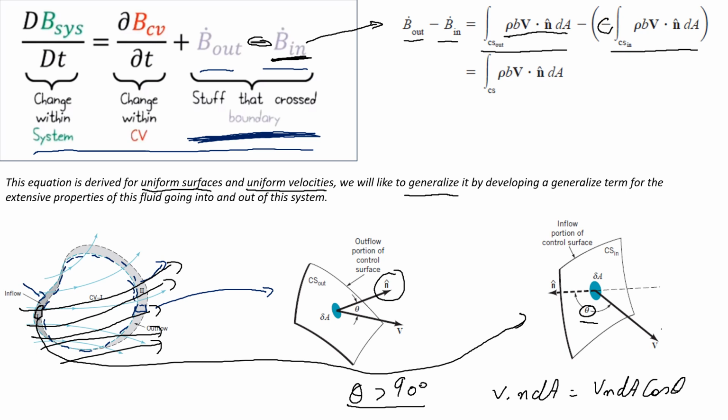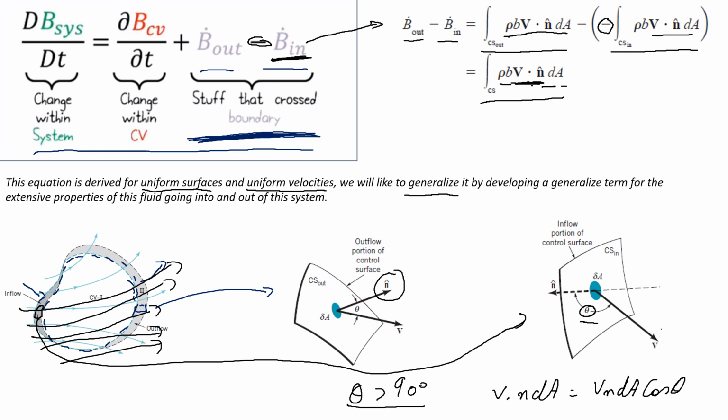So here you can see the minus sign due to this dot product, because theta here is greater than 90. We have already established this. So now we can write this as a single term, a single equation, that is rho b V dot n dA. We can write this single equation for the stuff that is crossing the boundary, because here the dot product specifies whether this fluid is going into the system or going out of the system.